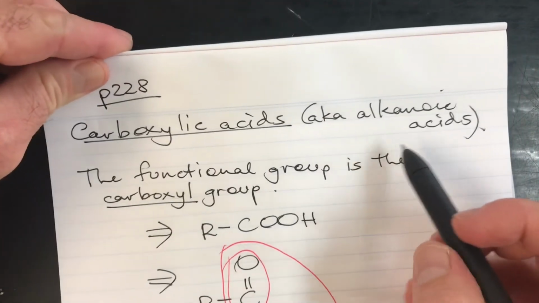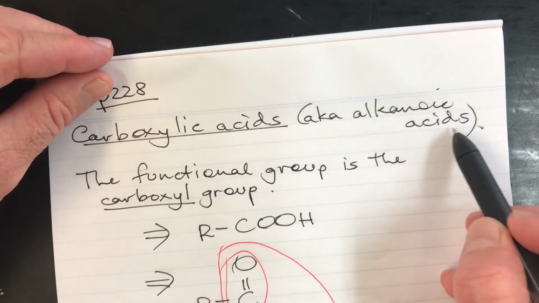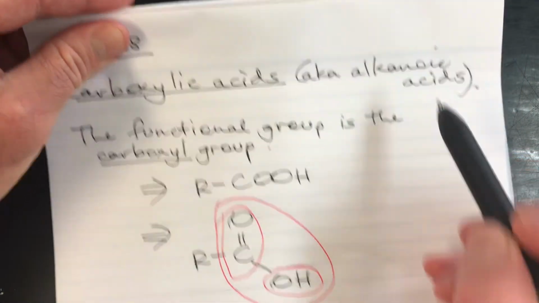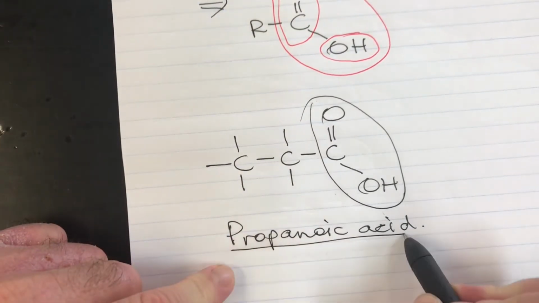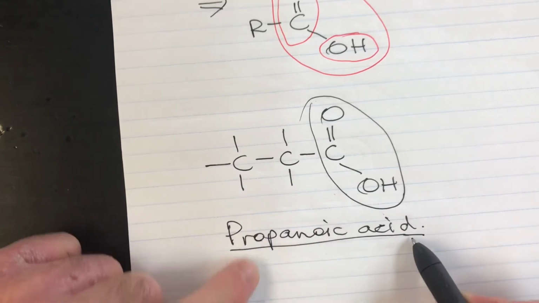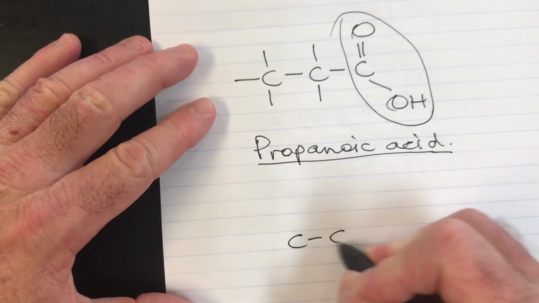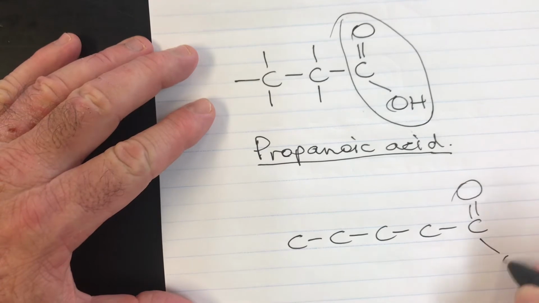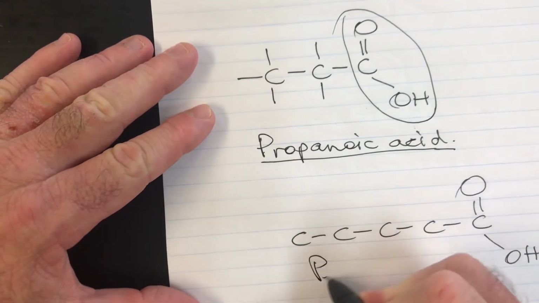So the IUPAC name for this class of organic compounds is actually alkanoic acids. And so the IUPAC general name reminds us of how we should name these compounds. It should end in anoic acid, propanoic acid. What about that one? What would that be? Yep, pentanoic acid.